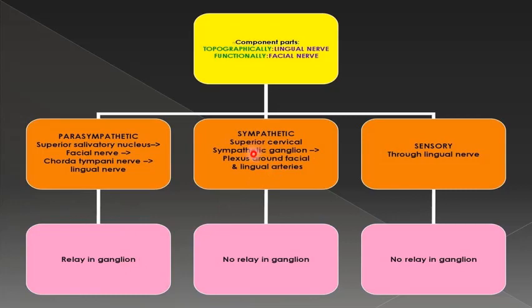Sympathetic fibers are derived from the plexus around the facial and lingual arteries, and these are the postganglionic fibers from the superior cervical sympathetic ganglion, and they reach the submandibular ganglion, but they do not relay in the ganglion. Sensory fibers also reach the gland through the lingual nerve, and they also do not relay in the ganglion.